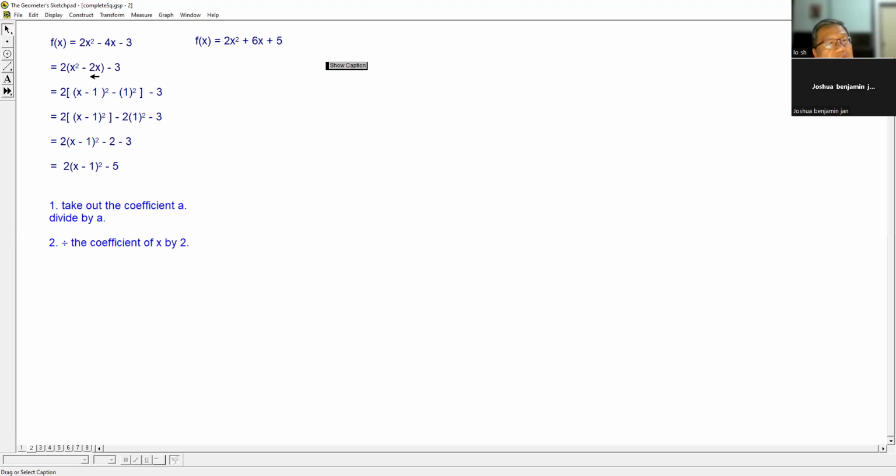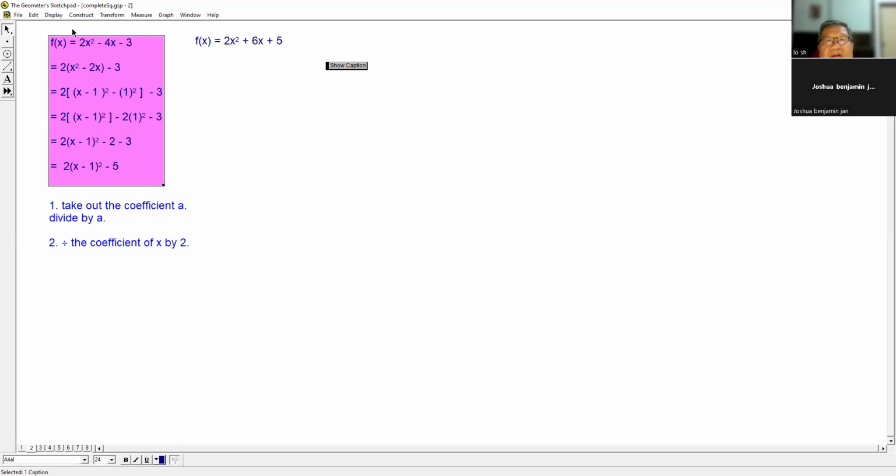So negative 2 divided by 2 is negative 1. Then I must minus this number squared. The 3, don't do anything, just copy down. So far, okay or not? The other one, minus 1, is this one. This number squared is this number here.